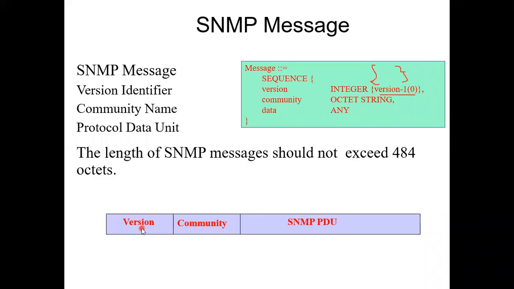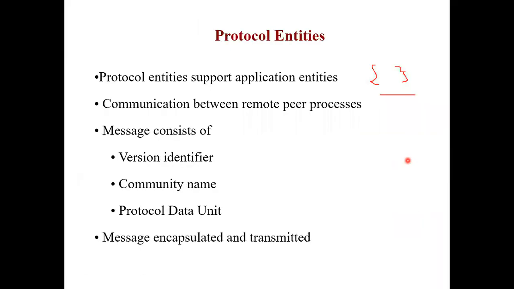How the packet looks: our first field is version, next is community, and then the last one is the SNMP PDU, and the message should not exceed 484 bytes, or you can say octets. Both are correct. So the message consists of version, community name, protocol data unit.